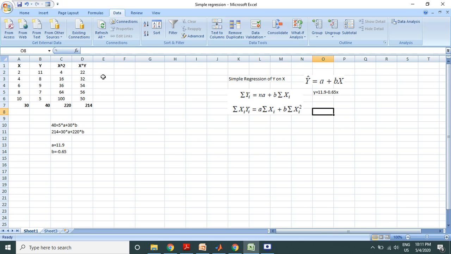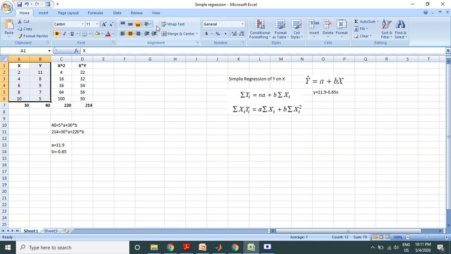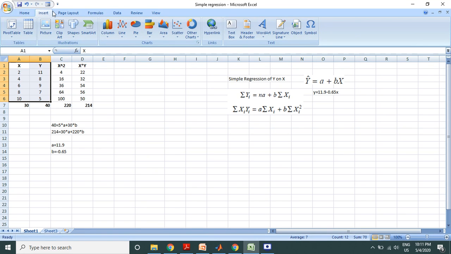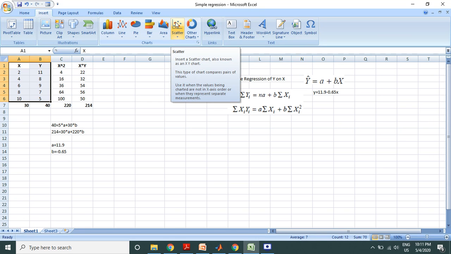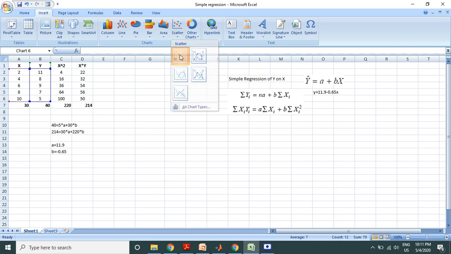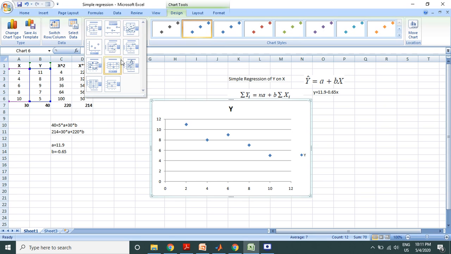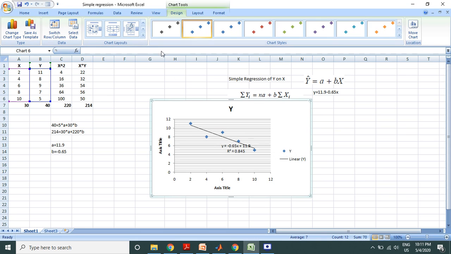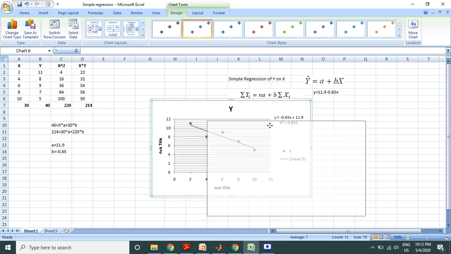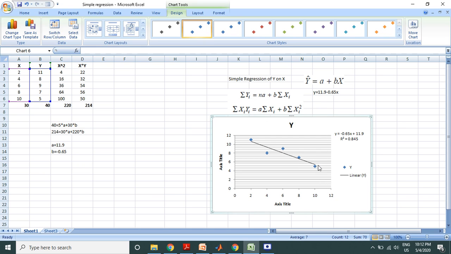Now there are some inbuilt functions through which we can also find the same equation. Let us see how we can obtain it through the functions. In Excel, in the insert tab, there is a scatter plot. Click on the scatter plot and the types of plots are there. If we calculate this, you can see the same equation y equals minus 0.65x plus 11.9. And this is the R square, that is the correlation between these two data sets. And you can see this is the straight line fitting between these two data sets.